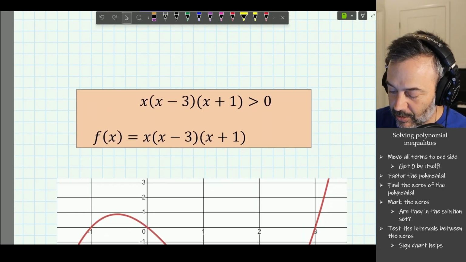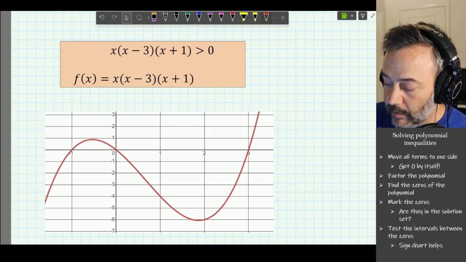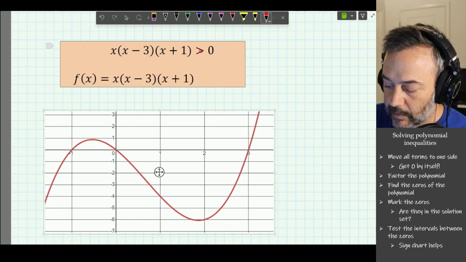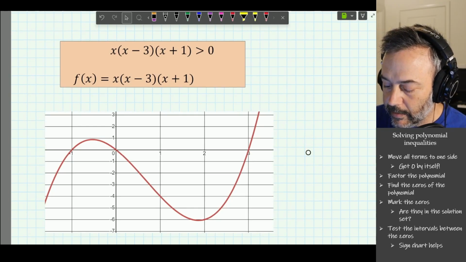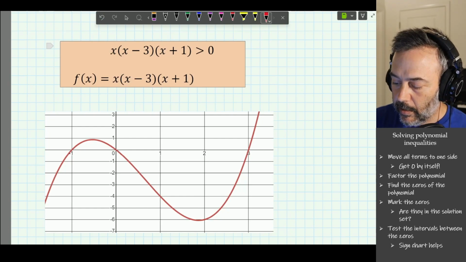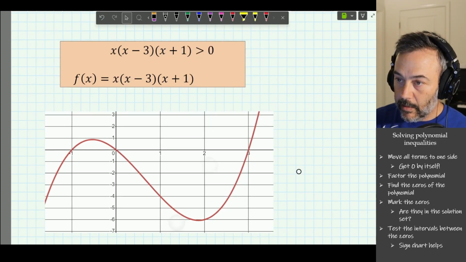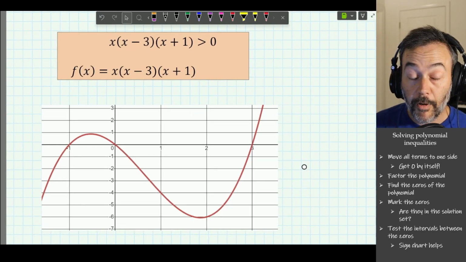I just wanted to quickly show you the picture of what's going on in this situation. What you see up here on top is the factored inequality we're solving. What I've graphed below is this function f of x equals x times x minus 3 times x plus 1. And what we can see here is where is the graph above the x-axis?